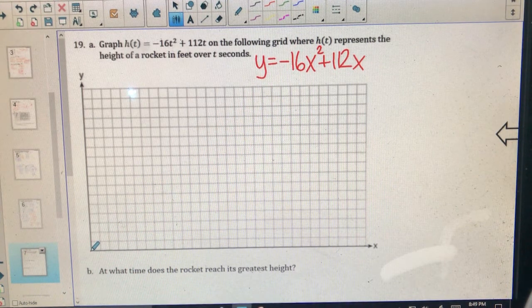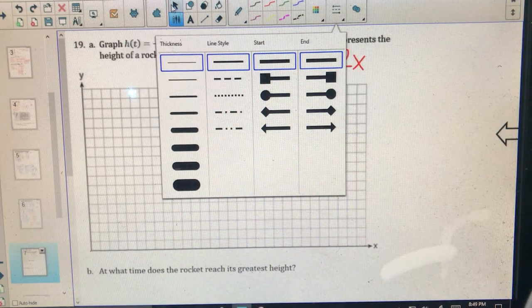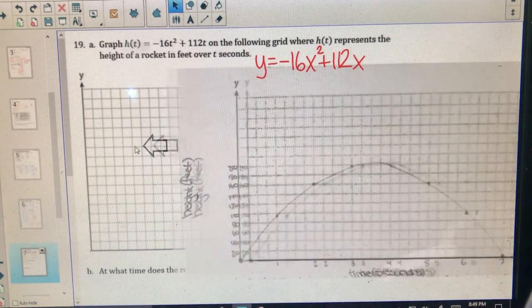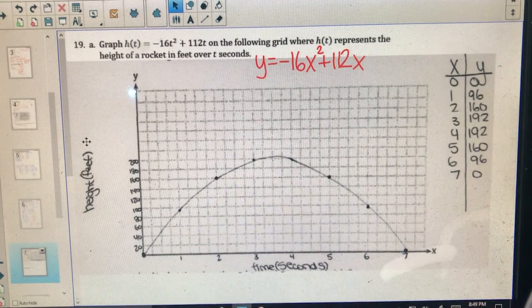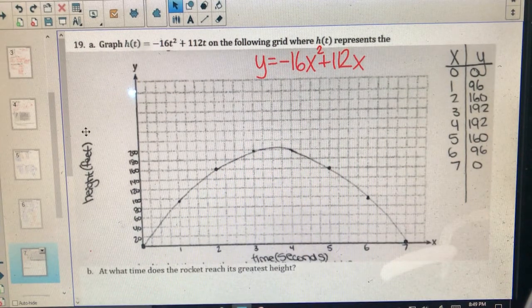and you can't have negative height. So what you're going to do is go to your table, so hit second graph, and copy down the values that can be plotted. So here's the graph that you should get. Here's your table over here. I just copied it straight from the second graph in my calculator, and I only wrote down the positive values. Then I took those points and I plotted them.